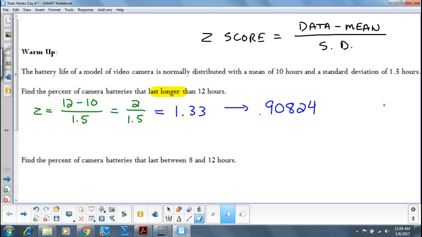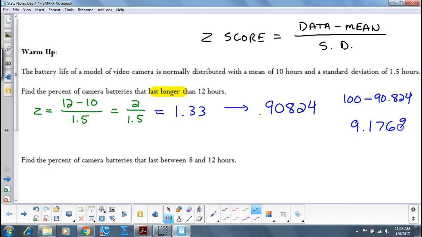whoa. We got things moving all over the place. Okay, so I'm going to go 100 minus 90.824%, and so that's going to give me 9.176%. Bless you. Is last longer than that.